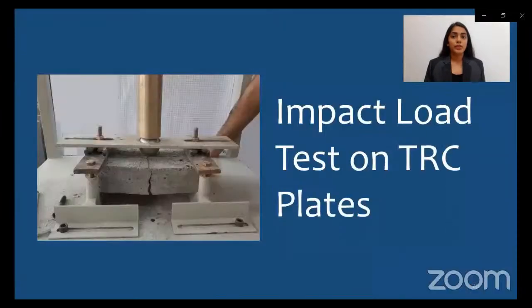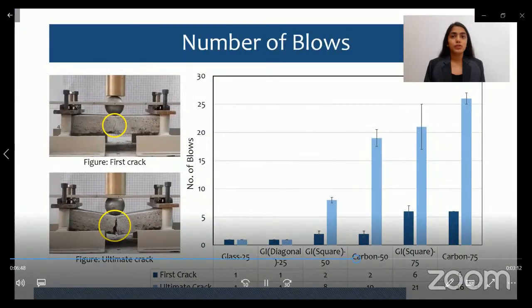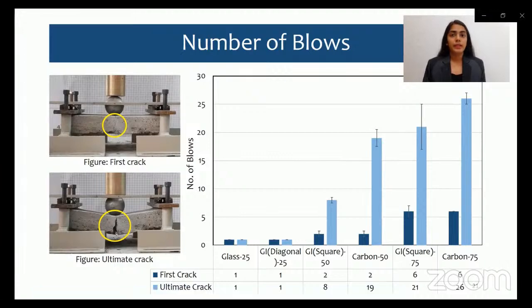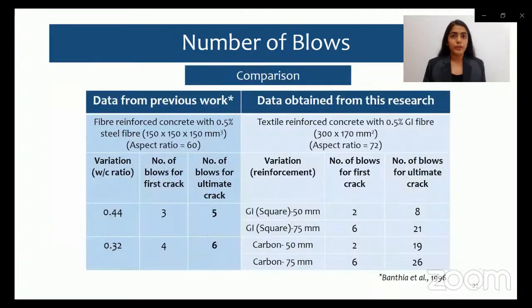Impact load was applied to the plates until they failed. The number of blows needed for the plates to fail was observed. With the increase in thickness, the number of blows increased proportionally. Using this data, various properties are measured. The obtained result was compared with a research where they used 0.5% steel fiber. Our obtained blow numbers were 3 to 4 times higher.